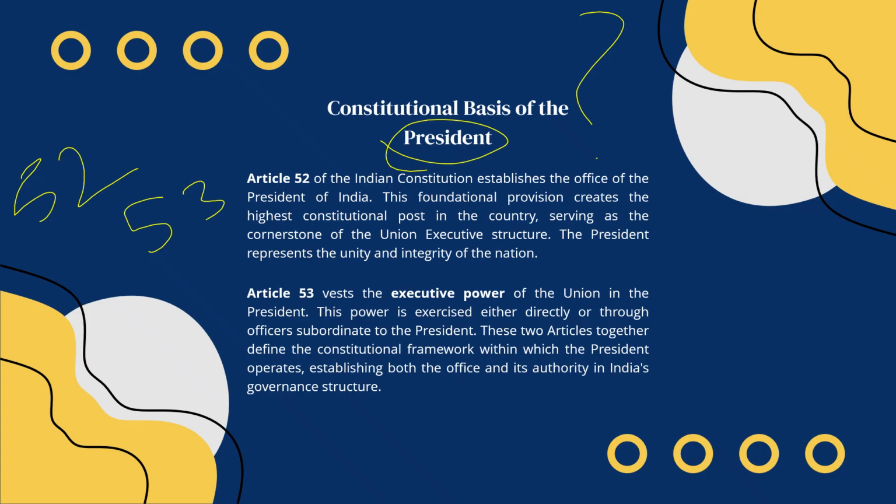Article 53 also says that the power can be exercised directly or through officers subordinate to the President. So in reality, these powers are exercised by the Prime Minister as well as the Council of Ministers. So if we connect Article 52 and 53 together, they define the constitutional position of the President of India. Office is established, powers are assigned, system is structured. So something you need to remember is that the President is the constitutional holder of the executive powers, but the actual exercise is done by the government.